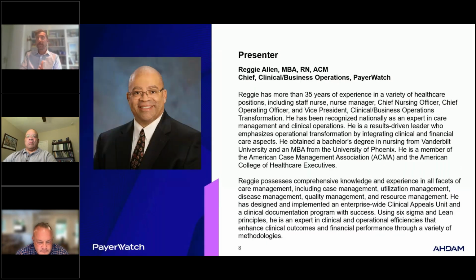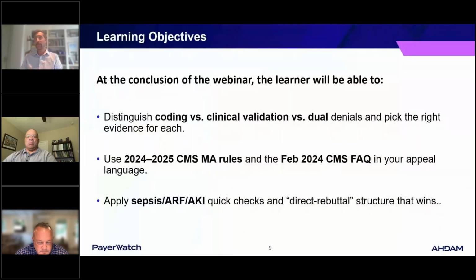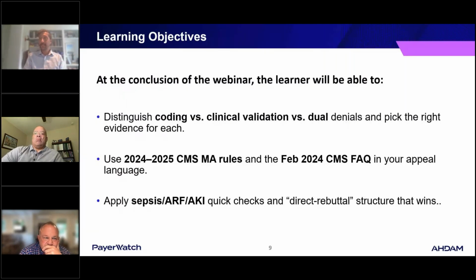A quick overview of the learning objectives. So giving you the ability to distinguish between coding versus clinical validation versus dual denials and pick the right evidence for each one. The use of 2024 and 2025 CMS Medicare Advantage rules and the February 2024 CMS FAQ in your appeal language. And then the ability to apply sepsis and ARF, AKI, quick checks, and direct rebuttal structure that wins. So I'm going to turn it over to those who know a lot more about that than I do and let them in the training.